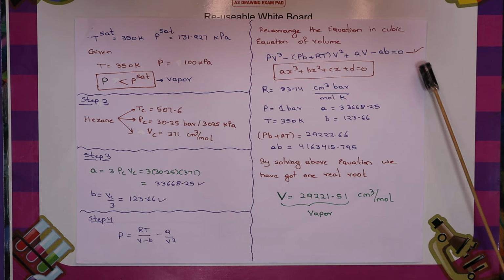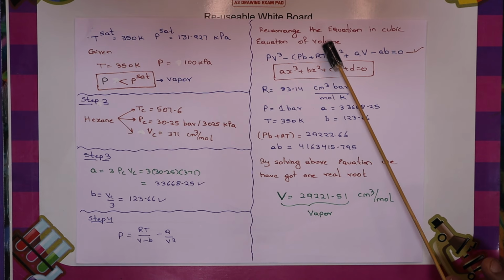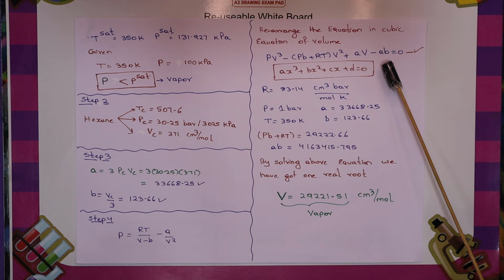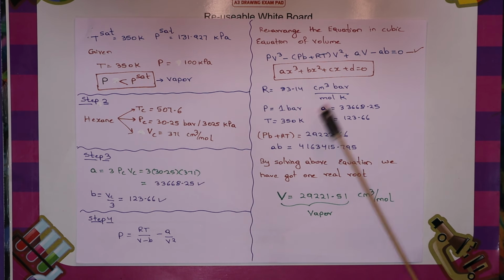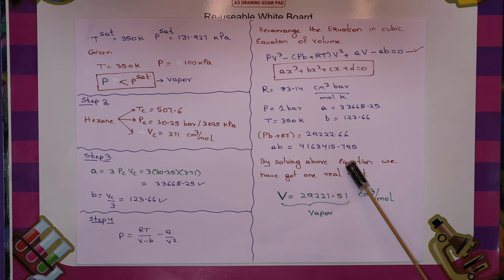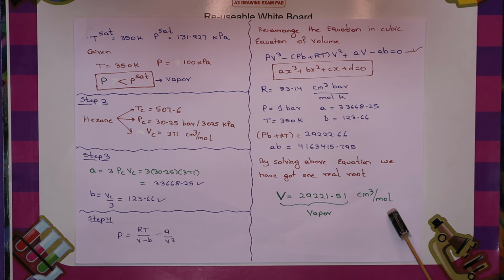If you try to solve this equation, you get 3 roots. All the information is already available: I know the temperature, the a value, and the ab value. By putting all the values in and using a calculator to solve, I found only one real root. That real root volume is 29221.51 cubic centimeters per mole.